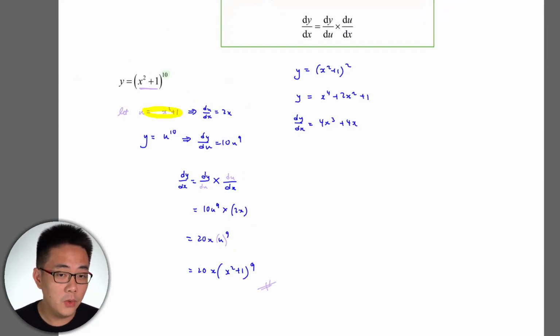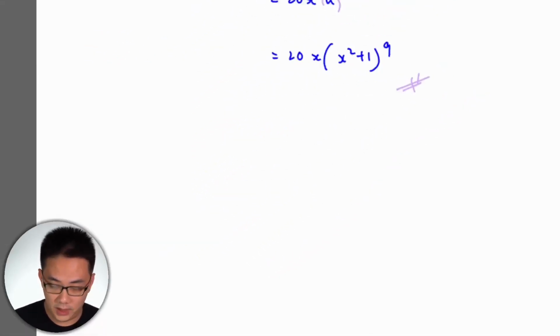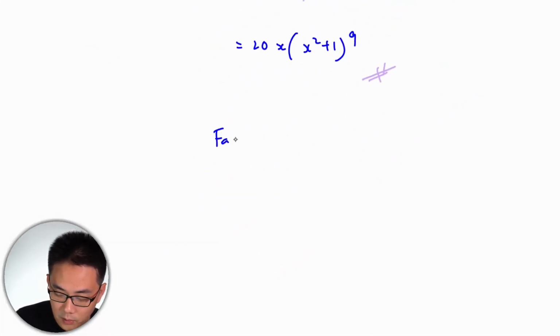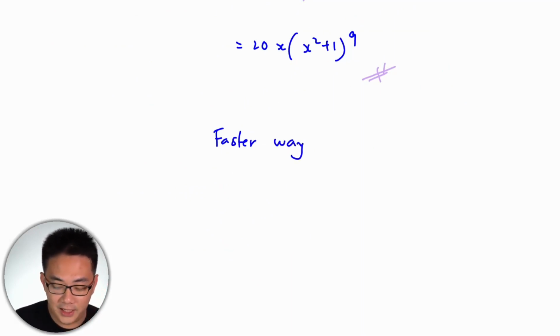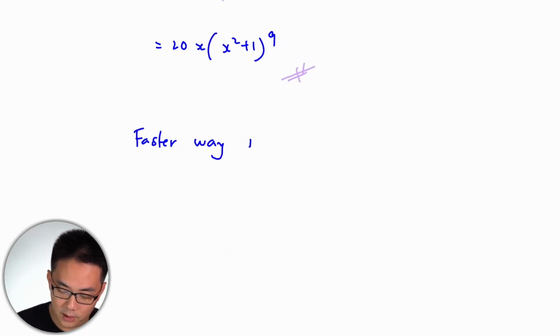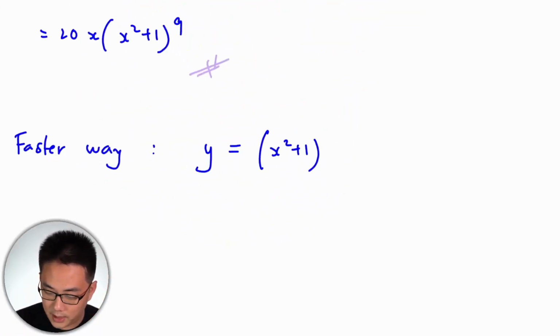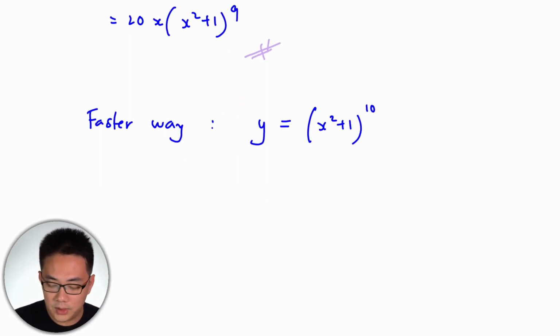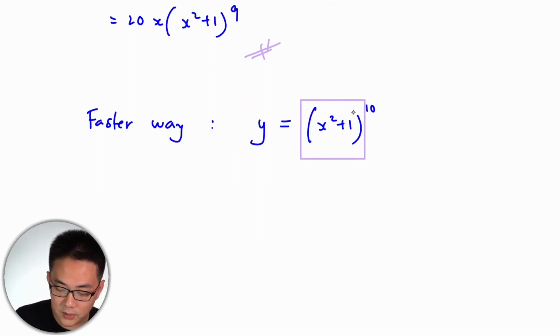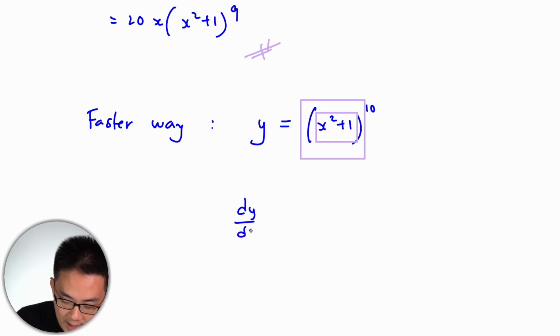Now, do you always need to let u be that expression? Actually, no. There's a faster way to do it instead. I always call it the onion layers method. You let y equal (x squared plus 1) to the power of 10. We're going to layer it out as such. This is a big chunk outside, and this is the layer inside. We write dy/dx and just see this whole thing as an entity.